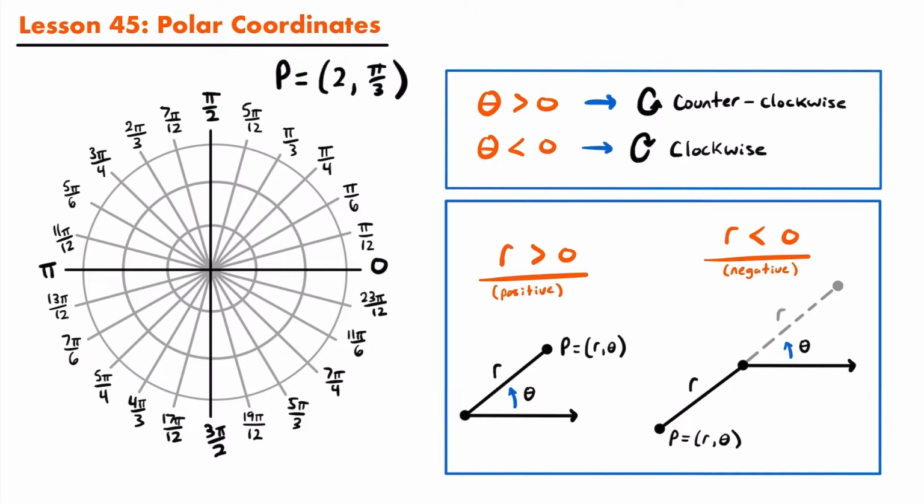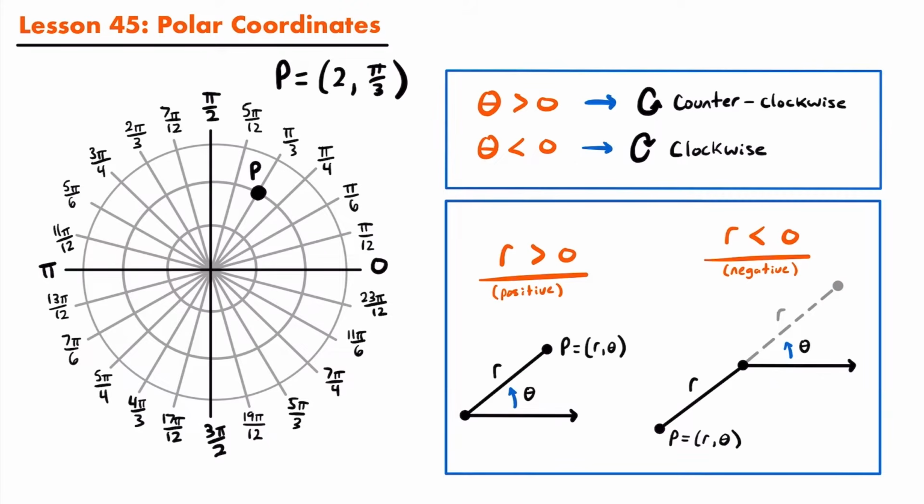So we can actually plot our point now. This right here is our point P. Our radius is 2, and our angle is pi divided by 3. And so that was pretty simple because our radius was positive. But if your radius is not positive but negative, if r is less than 0, then what you have to do is reflect that point from where it would have been if the radius was positive.